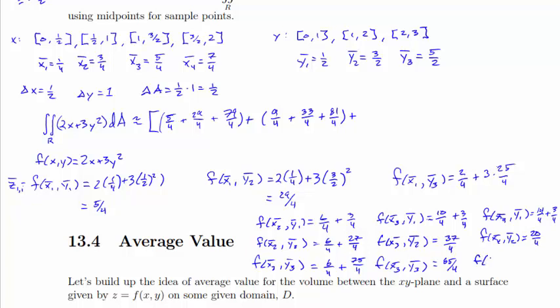I'm just going to leave everything in fourths. F of x sub 4, y sub 3 is going to be 14 plus 75 is 89/4. So I'm going to put all these in now. I've got 13/4 plus 37/4 plus 65/4 plus 17/4 plus 20/4, plus 89/4. And then we want to multiply these by delta A, which is 1/2.